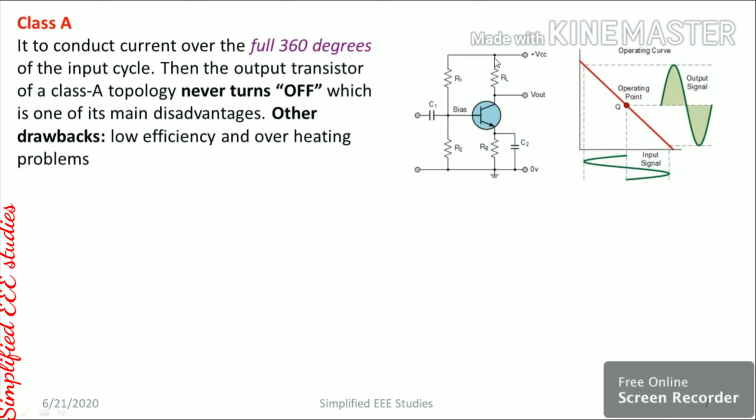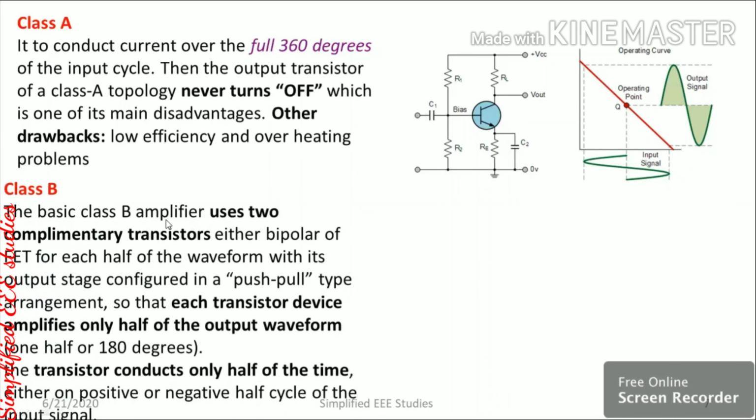So this is the circuit diagram of class A amplifier. There is one transistor required for this application. And as you can see, this is the input cycle, and as I already told you, it will conduct current over the full 360 degrees, so that you will be getting full output over 360 degrees. That's a peculiarity. Moving on to class B amplifier.